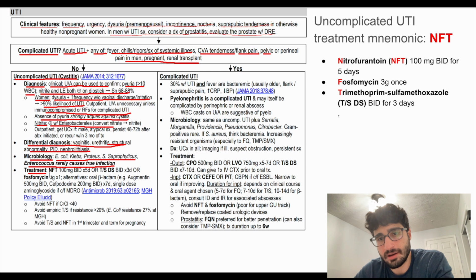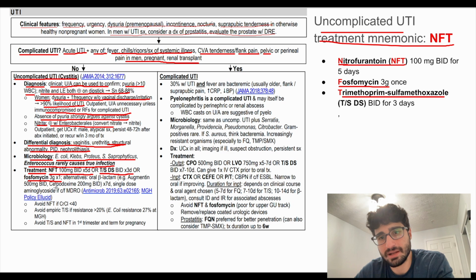Treatment options are going to be nitrofurantoin 100 milligrams BID for 5 days, or trimethoprim sulfamethoxazole BID for 3 days, or we can do fosfomycin 3 grams once. A mnemonic that you can use to remember these medications is NFT. A lot of people know that nitrofurantoin is a treatment for uncomplicated UTI, so you can use the abbreviation for nitrofurantoin, which is NFT, to remember the other drugs that are used to treat uncomplicated UTIs. So the N is going to be for nitrofurantoin, the F for fosfomycin, and the T for trimethoprim sulfamethoxazole.